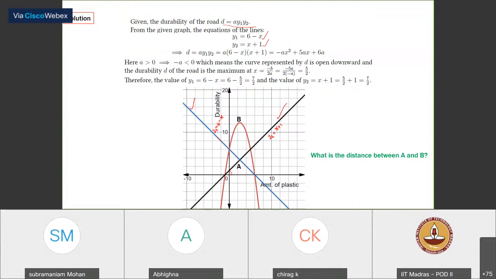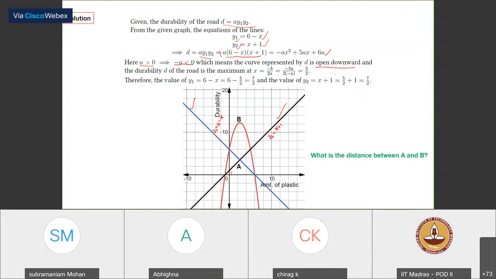Okay, sure. Anyway, D is equal to A into y1 into y2, so putting in the y1 and y2 values, it comes to minus A x square plus 5A x plus 6A. That is the main equation you are getting. Now, A is given to be greater than 0, so minus A is less than 0. Till now we are not calculating the value of A. Which means the curve represented by D opens downward, right?